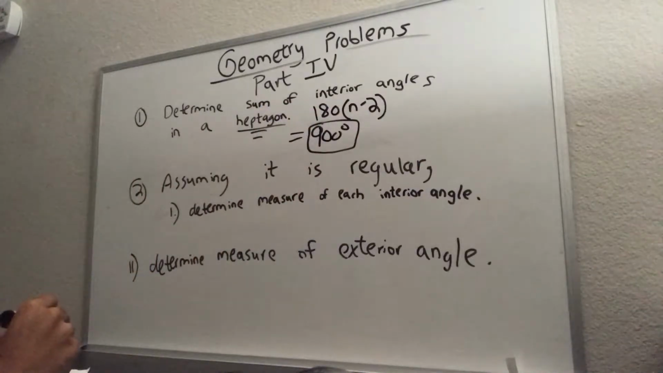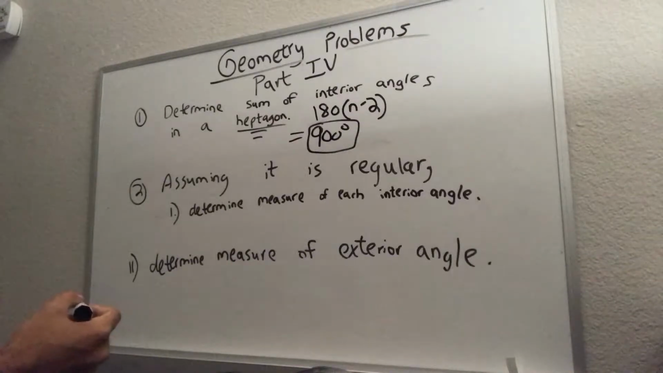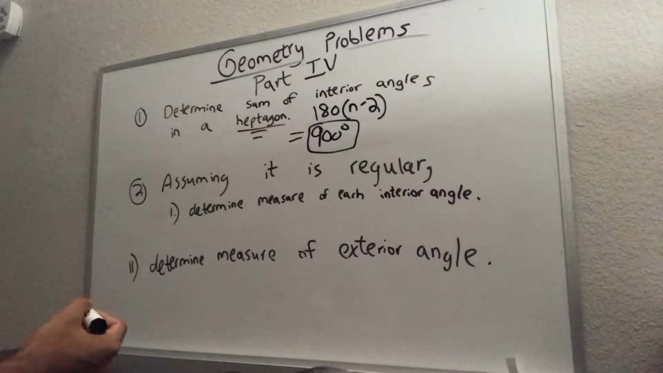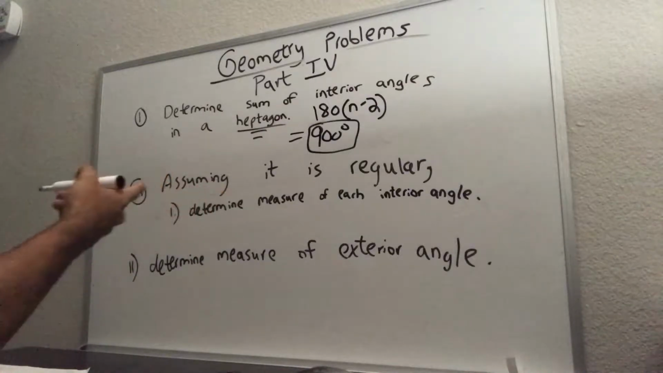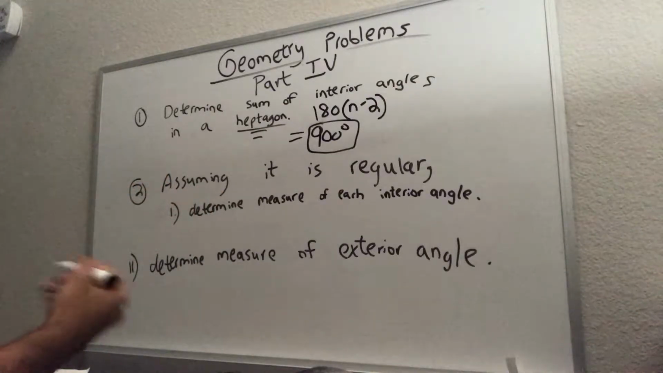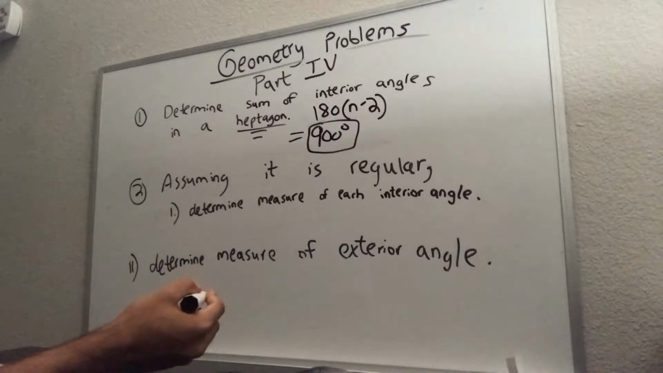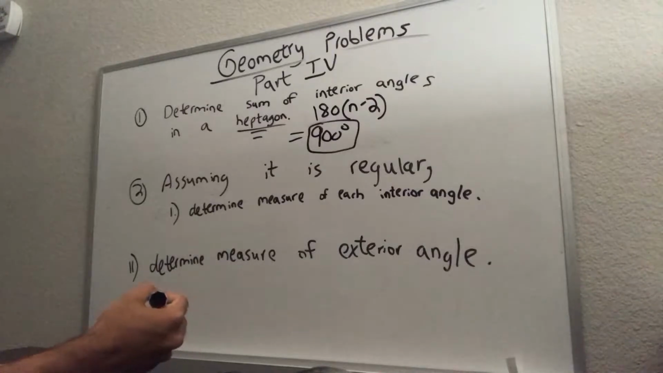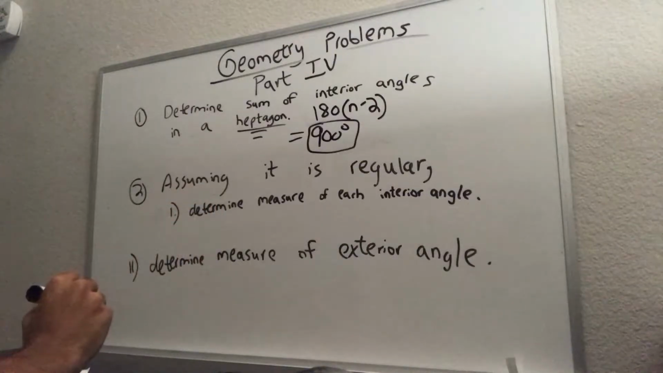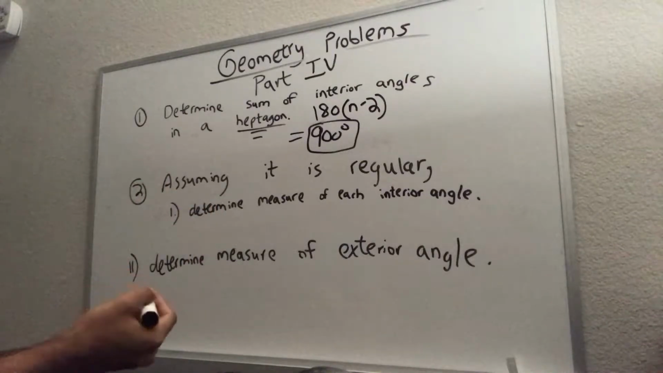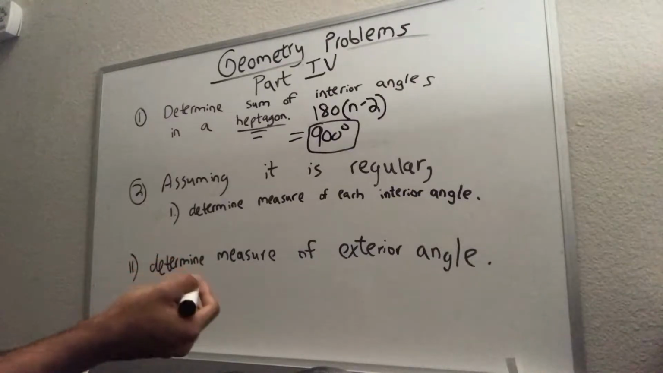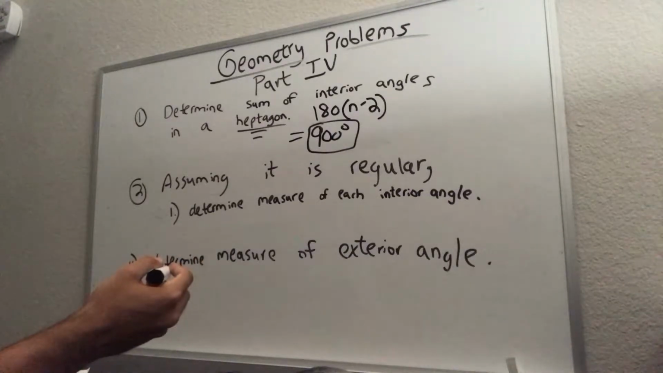And again, it doesn't really state if the heptagon has all sides that are of equal length. So we really don't know that. However, in the second problem, it clearly states that assuming that it's regular, determine the measure of each interior angle. And obviously for the first one, it didn't really matter. We just had to find the sum. But for the second one, it states that it's regular.